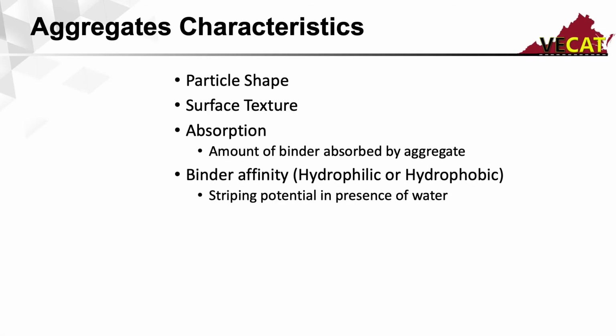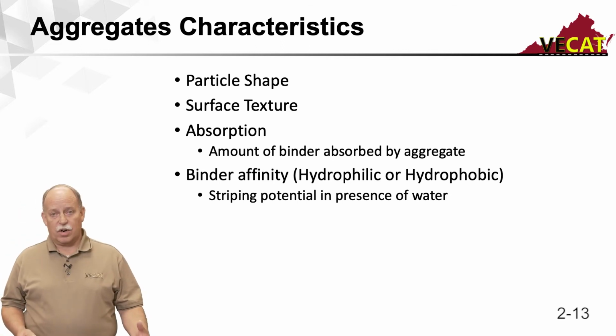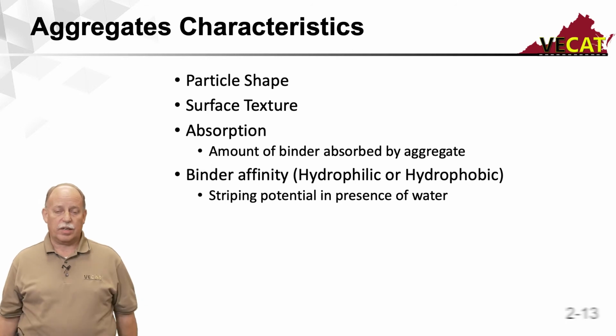We also have particle shape. Obviously, particle shape is critical so that you get that proper interlocking of our aggregates. We have surface texture. We need that texture in our aggregates so that we get a good bond with our binder to our aggregates. You want to have a very good texture for those to hold together. That texture also helps with that interlocking.